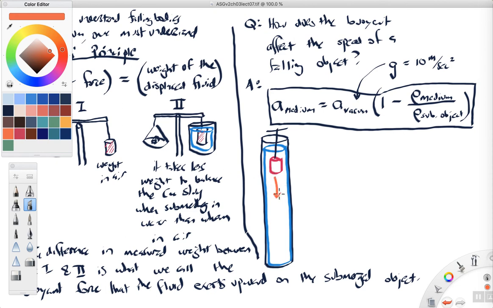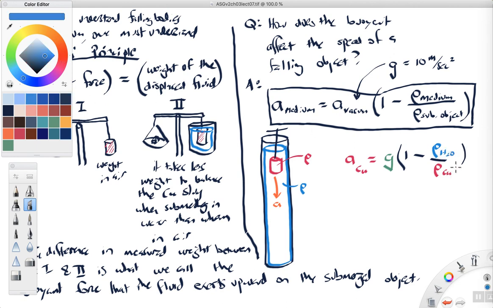So it would fall and would start gaining speed. It would fall with some acceleration. And what this formula does is it allows us to calculate the acceleration that this object feels. So this object has some density, and this water has some density. And so if I wanted to find the acceleration of the copper block, it would be equal to the acceleration that it would feel in a vacuum, that's g, multiplied by 1 minus the density of the water, divided by the density of the copper.